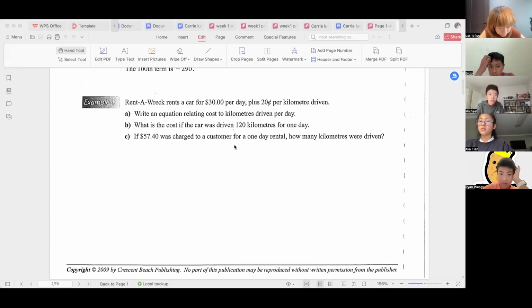Rent a Wreck rents a car for $30 per day, plus 20 cents per kilometer driven. A. Write an equation relating cost to kilometers driven per day. B. What is the cost if the car was driven 120 kilometers for 1 day? C. If $57.40 was charged to a customer for a 1 day rental, how many kilometers were driven? Okay, so everybody take a look at this one.